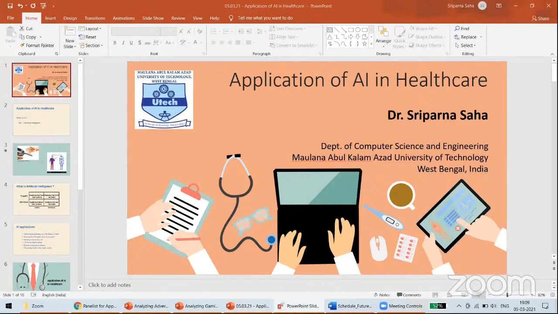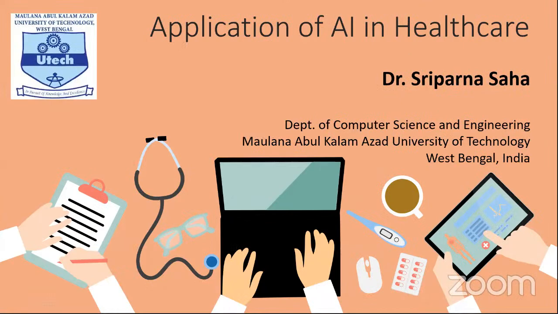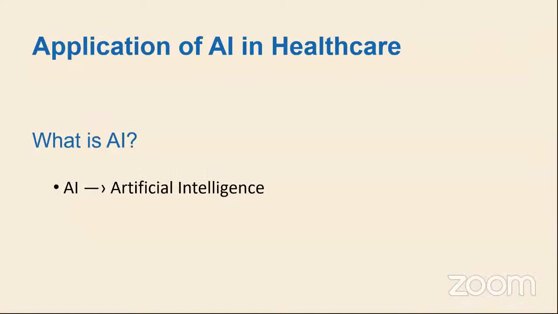For this application of AI in healthcare, first we are going to have some recapitulation about what is AI. So today's subtopic is the application of AI in healthcare. If you look at this particular title, you can find there are 2 key terms. One key term is AI, another key term is healthcare. So what is AI? The full form of AI is artificial intelligence.